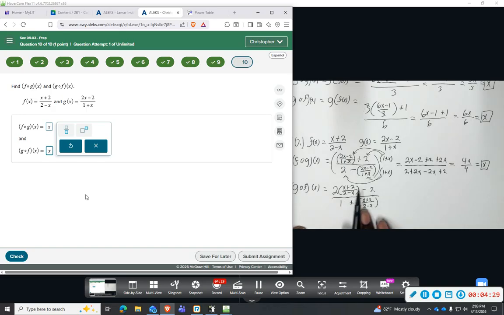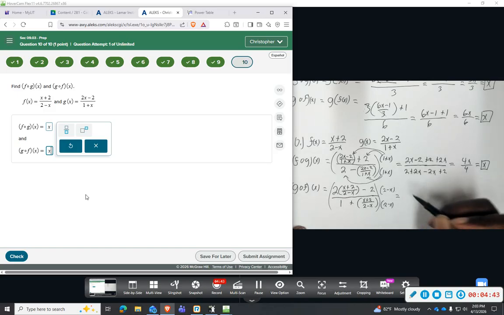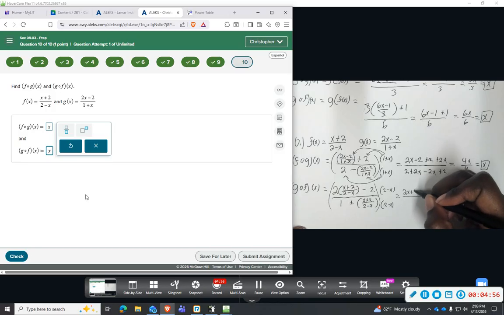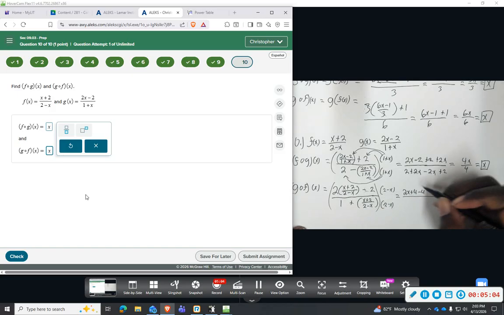Alright, so again, numerator and denominator, I'm going to find the common denominator, which is going to be 2 minus x. So I'm going to multiply by 2 minus x on the top and the bottom. And times this term is going to cancel out the bottom. And then we'll distribute the 2. So 2x plus 4. And then distribute this times this one. So a negative 2 is getting distributed. Negative 2 times 2 is minus 4. Negative 2 times a negative x is plus 2x.